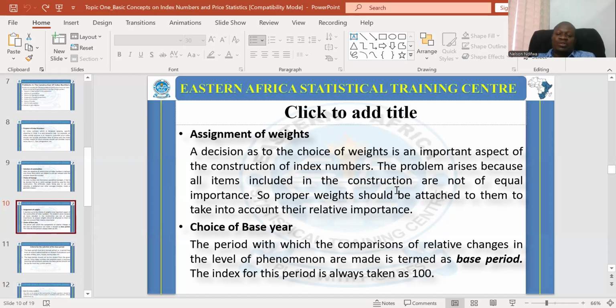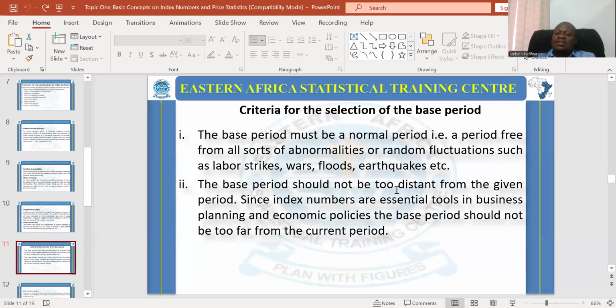Also, there is the issue of the choice of the base year. We need to know which year we will be referring to, and this is very important because it has an effect on the value of the index number. So we have some criteria that we normally use in selecting the base period. The first criterion is that the period we select should be a normal period.